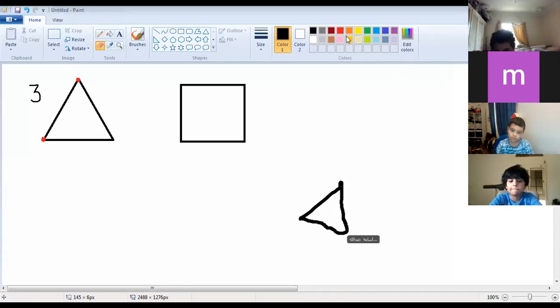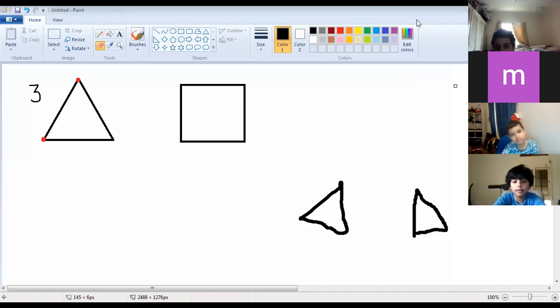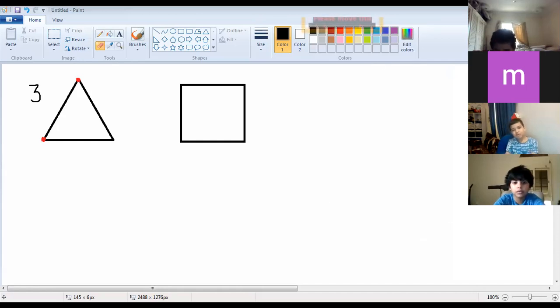Yes, like that. Osama, draw 3. So any 3 sides, you can call them what? Triangle. Then 4 sides. Yes, Saleh, do you have any question? If we have 4 sides, any 4 sides, you can say it's a quadrilateral.